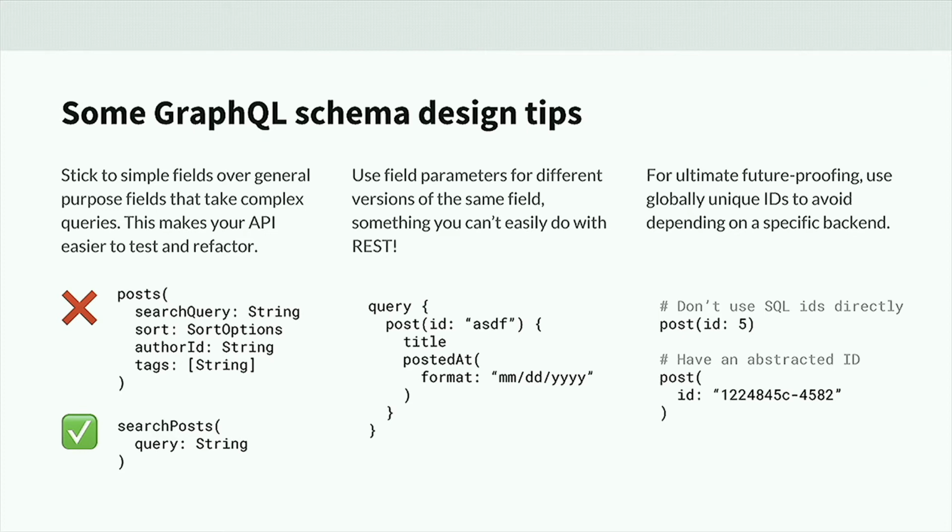So if you have a field that maybe needs to have some formatting, for example, a date that you want to represent as a certain kind of string, you can actually put that argument right on the field, which is pretty cool. And the last thing, which has definitely turned out to be a best practice over the last couple of years, is don't use the IDs that came with your database. If you can, use a system that has abstracted IDs that are unique across your application.